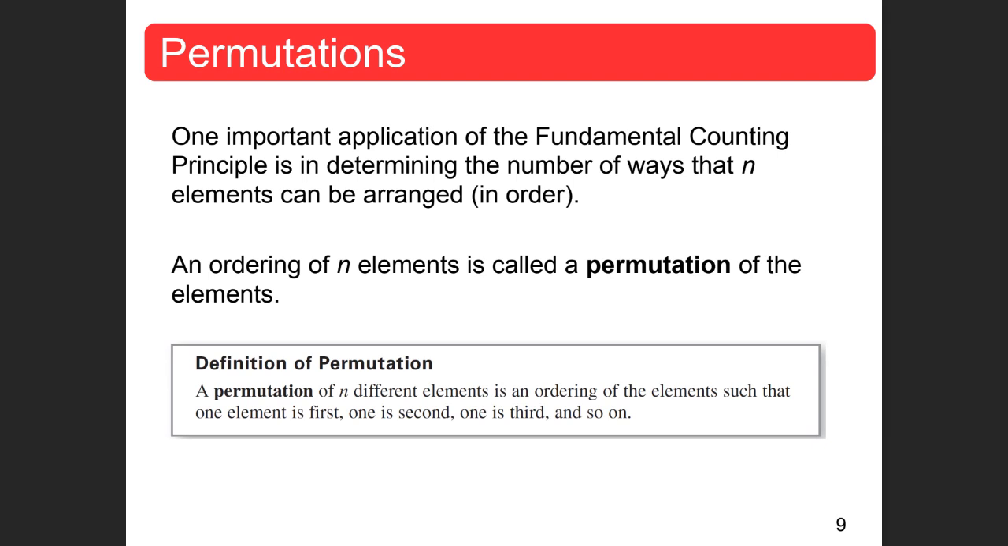The second thing we're going to work on this week is permutations. What is a permutation? One important application of the fundamental counting principle is in determining the number of ways that n elements can be arranged in order. An ordering of n elements is called a permutation of the elements. So the definition of permutation: a permutation of n different elements is an ordering of the elements such that one element is first, one is second, one is third, and so on.